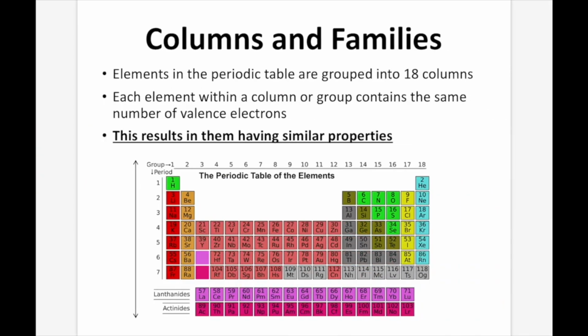Columns and families. Elements in the periodic table are grouped into 18 columns. So 1, 2, 3, all the way down to 18. Each element within a column or group contains the same number of valence electrons. So every atom in this column here will have 1 valence electron. Every element in here will have 2 valence electrons.